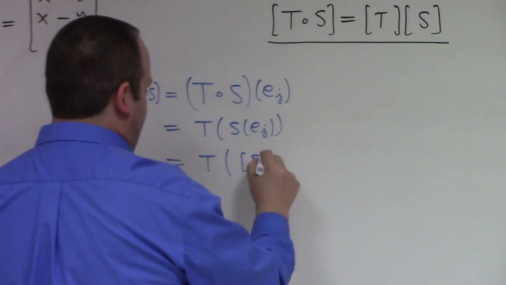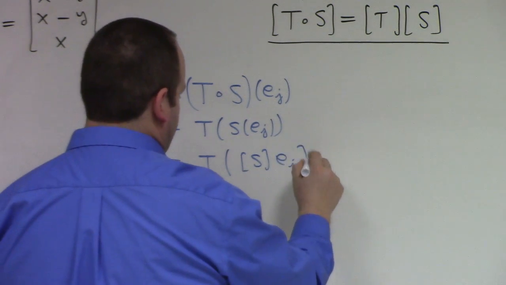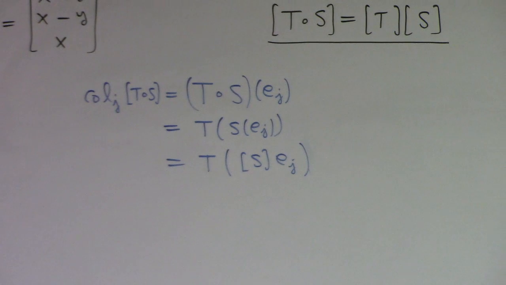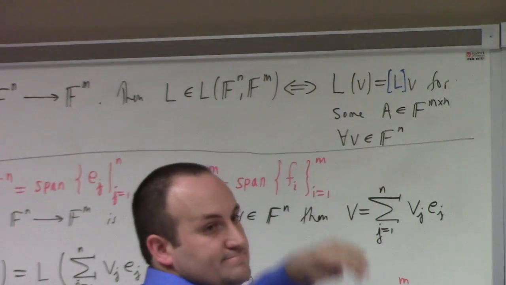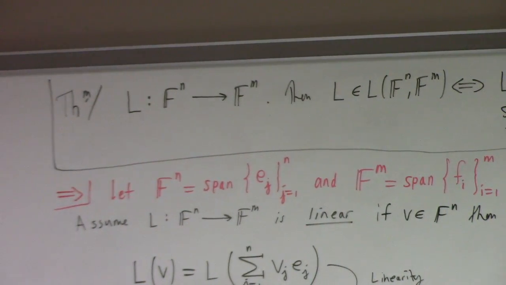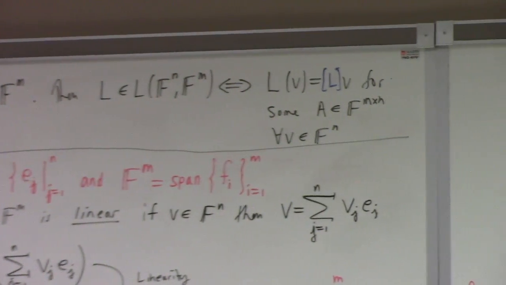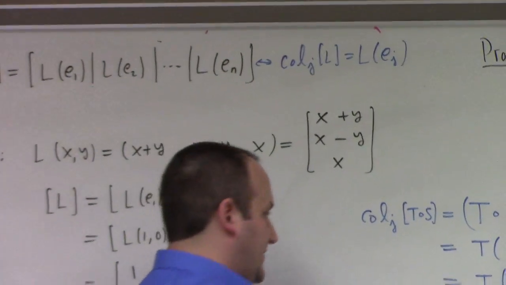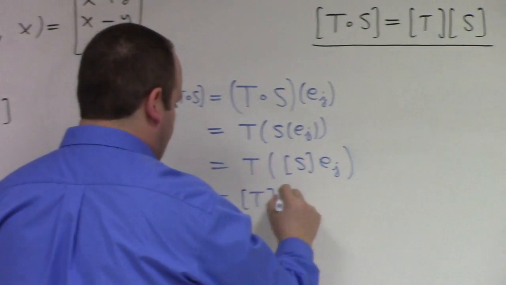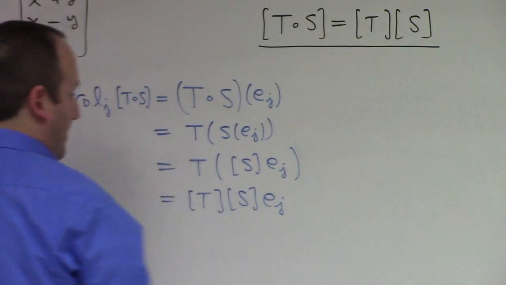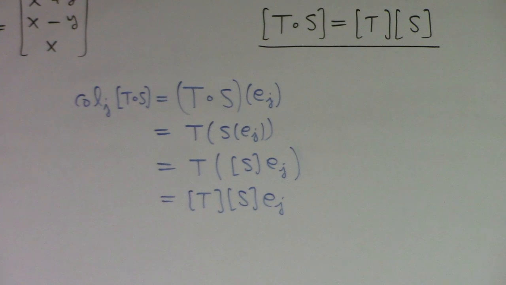Well, that's the standard matrix of S times e_j. If you go back to here and look at this in terms of the notation we've introduced, you would erase this A and write in the L bracket like that, in retrospect. So by the fundamental theorem of linear algebra, that is the standard matrix of S times e_j. But then we just do this again for T, and we've got the standard matrix of T times the standard matrix of S times e_j. But by the way, what is any matrix?